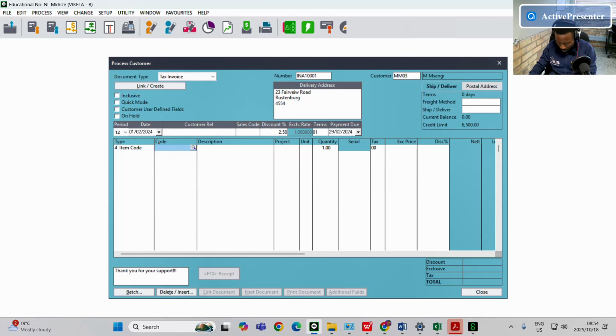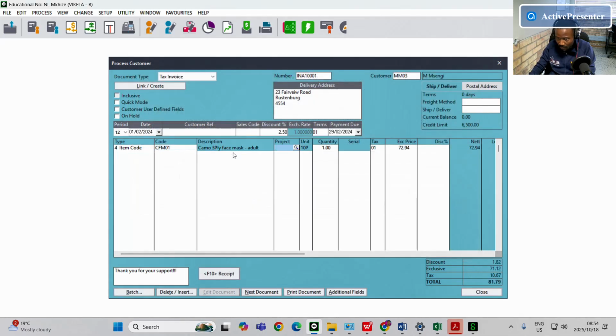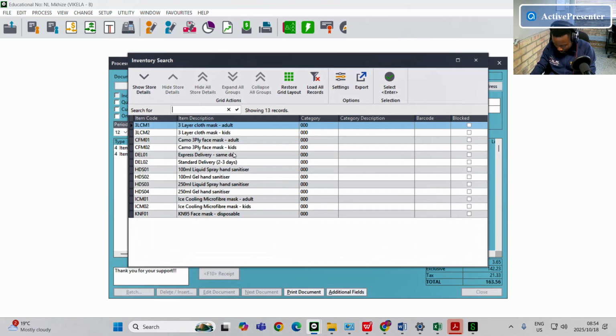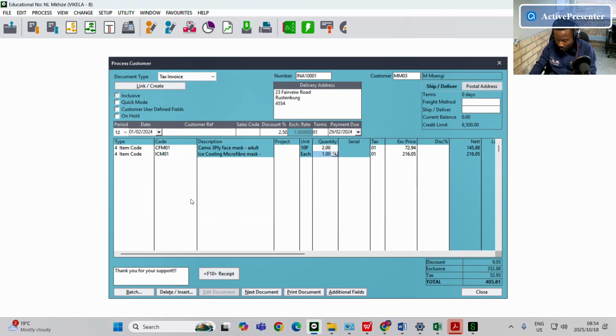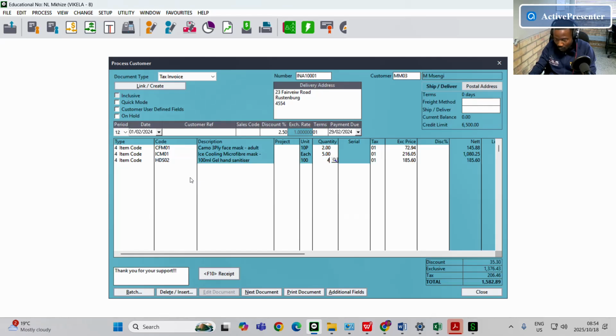Okay, so the first item was Camo Triple face mask adults. That's 2. Second item is ice cooling microfiber adults. That was 5. And the third, it was 100 ml sanitizer. That's 4.